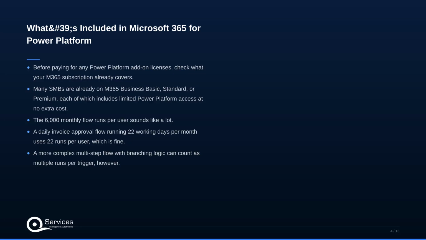A daily invoice approval flow running 22 working days per month uses 22 runs per user, which is fine. A more complex multi-step flow with branching logic can count as multiple runs per trigger, however. Once you hit premium connectors or need more throughput, a paid Power Automate plan is required. Auditing your M365 baseline is step 1 of any Power Platform licensing for SMBs 2026 planning exercise. You may already be covering 60 to 70% of your workflow automation needs with what you're already paying for.